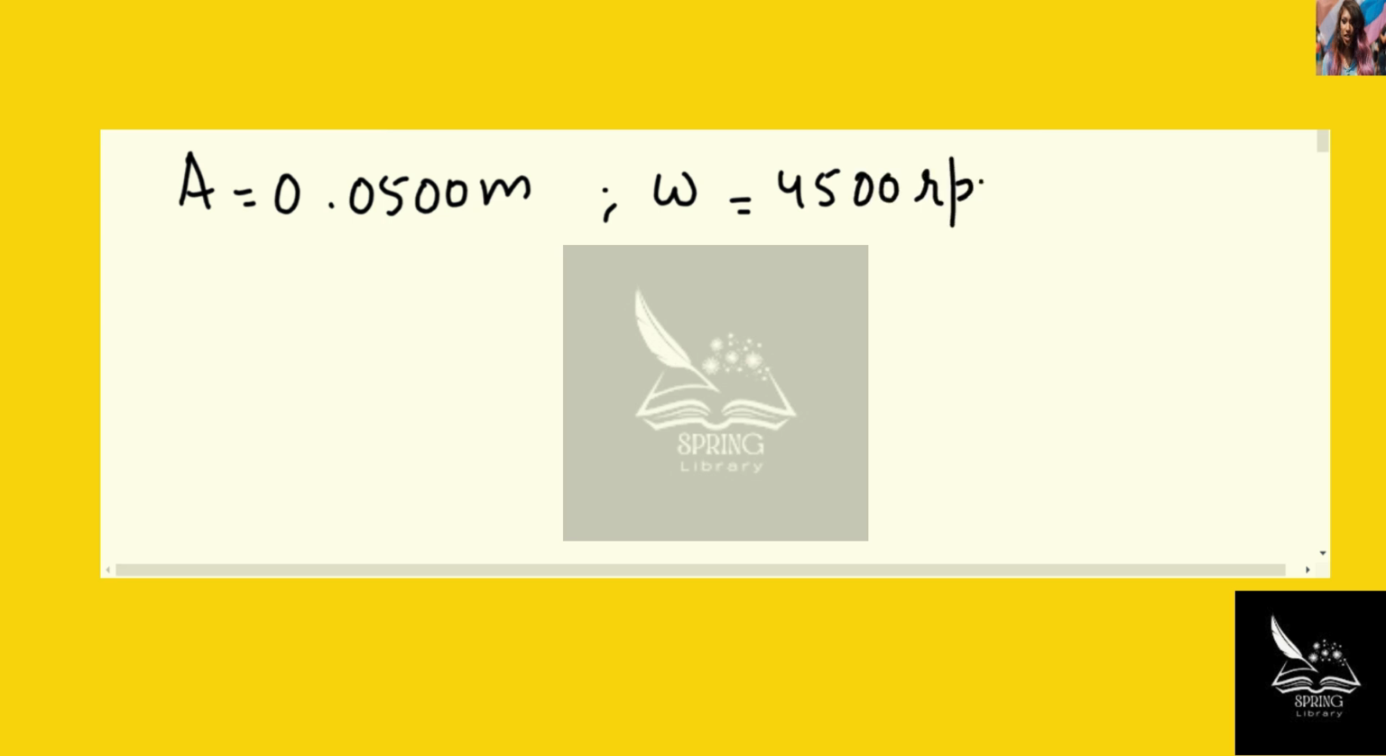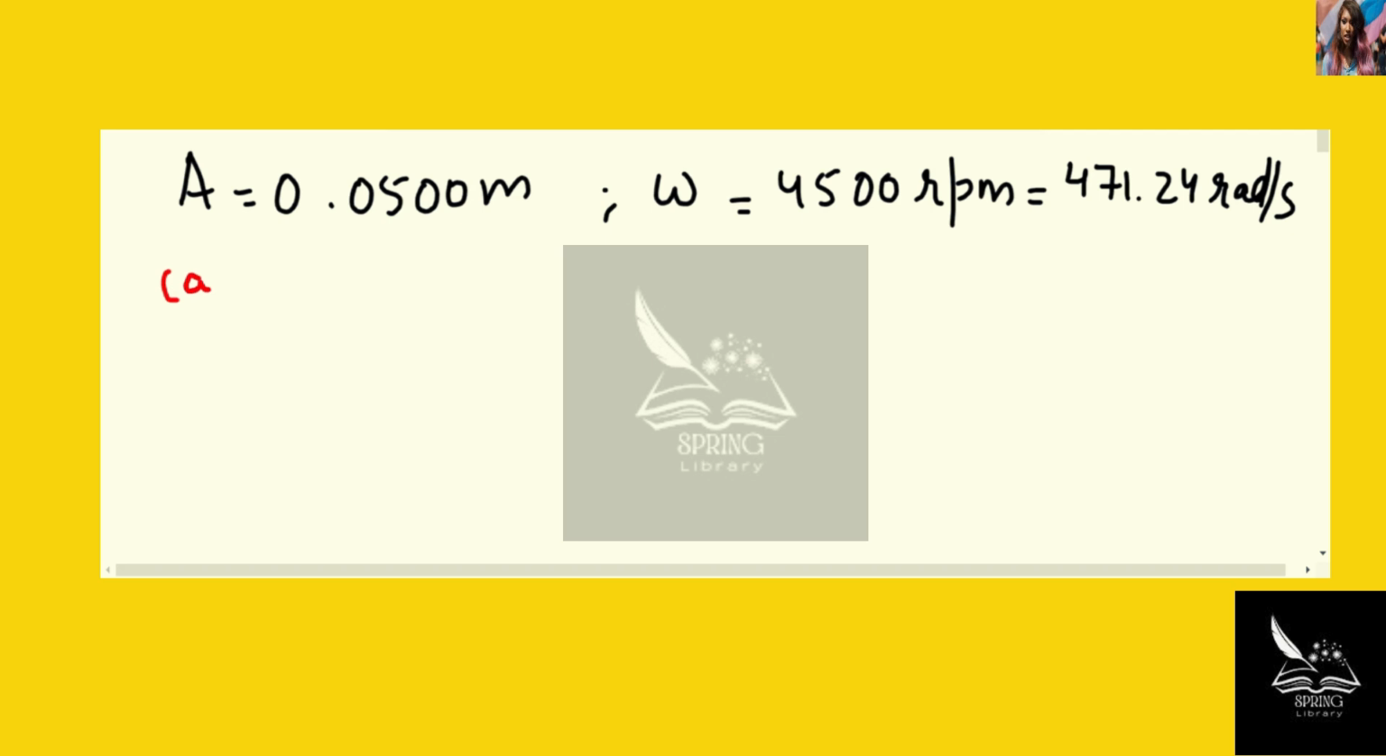So in this, now we have to see what are the values given. A equal to 0.0500 meter. This is the amplitude. Omega is given as 4500 rpm, which is also equal to, when we convert, 471.24 rad per second. So these are the things that we have. Now we are going to the first part.